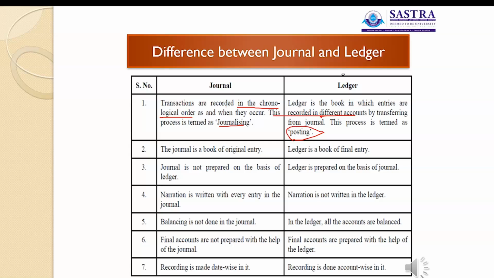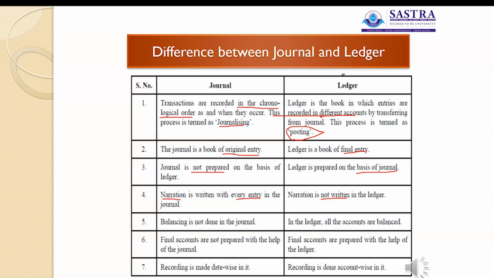The next one is the journal is a book of original entry. Ledger is a book of final entry. Journal is not prepared on the basis of ledger, but ledger is prepared only on the basis of journal. Narration is written with every entry, but narration is not written in the ledger.